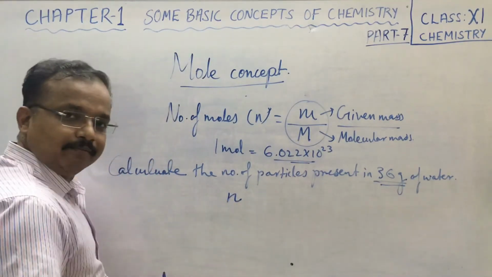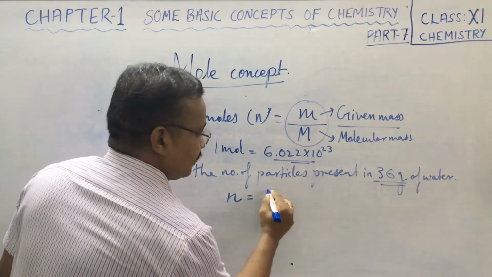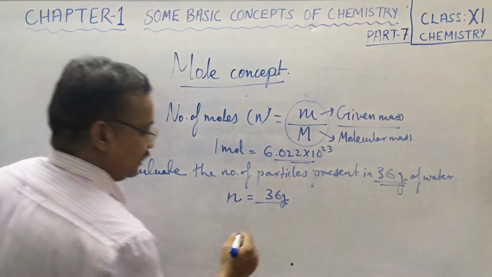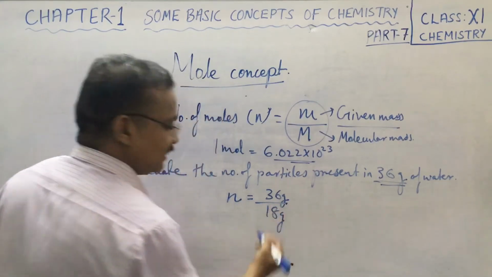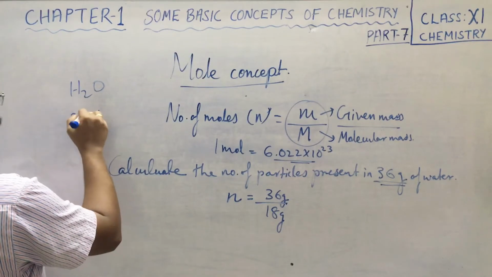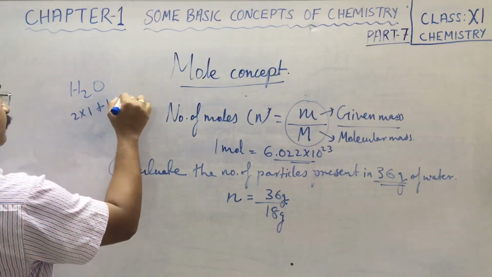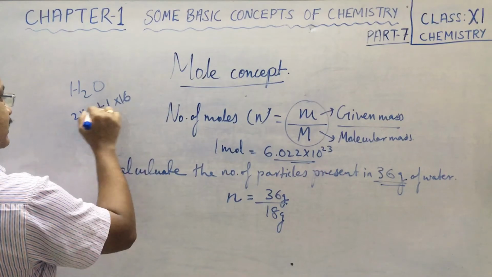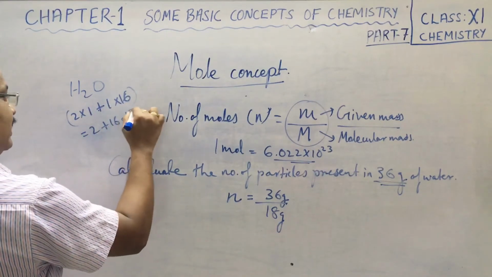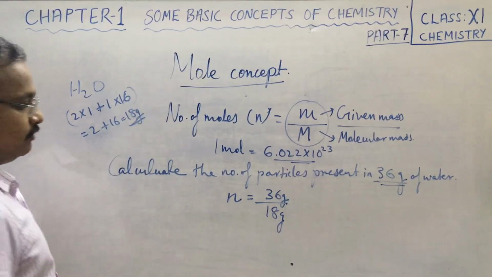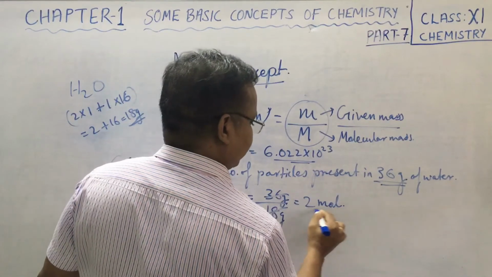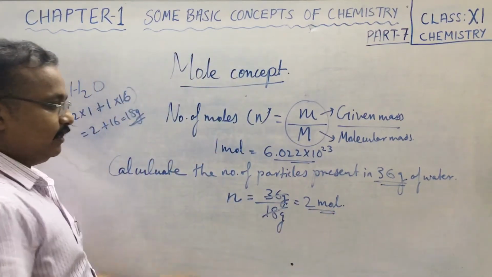When you find out n, the number of moles, n is equal to given mass, which is 36 gram, right? And the actual mass is 18 gram. How does 18 gram come? You know, a water molecule contains two atoms of hydrogen plus one atom of oxygen. Oxygen's atomic mass is 16, correct? So it comes 2 plus 16, that is 18 gram, right? Now when you cancel these two, you will get 2 moles. Okay, 2 moles are there in 36 gram.